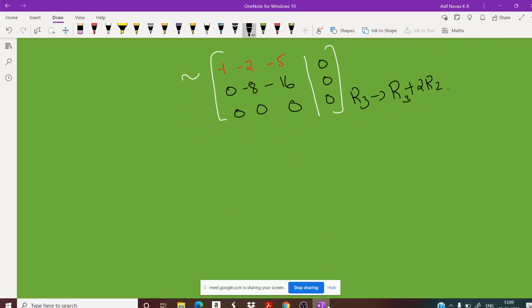So now from here we will get an equation: 0x1 minus 8x2 minus 16x3 is equal to 0. So how many free variables are there?